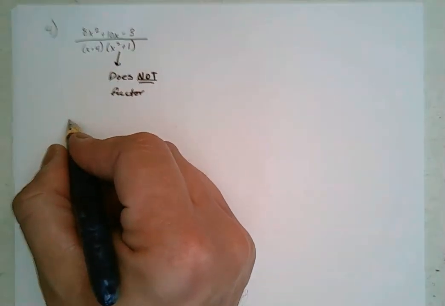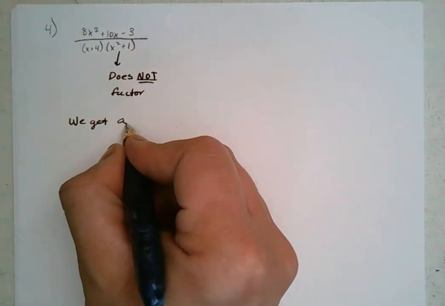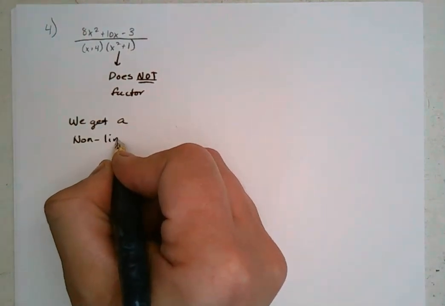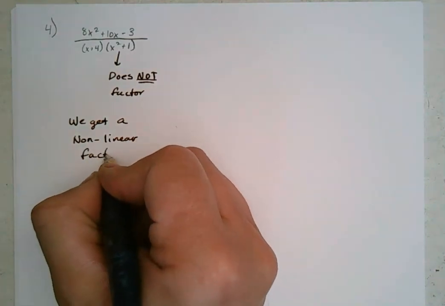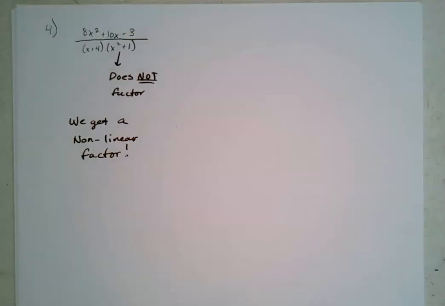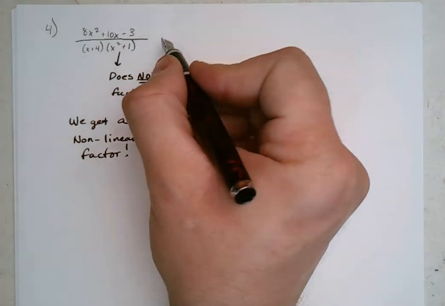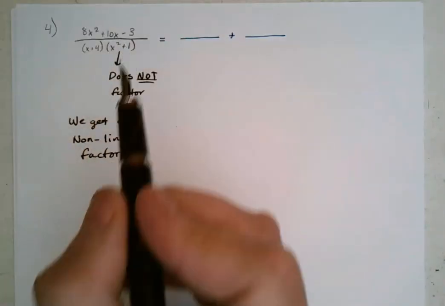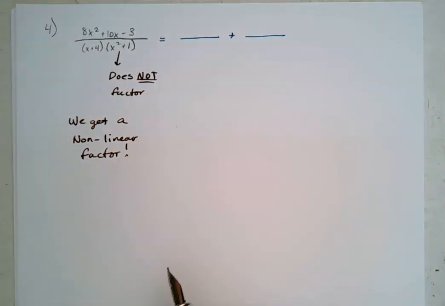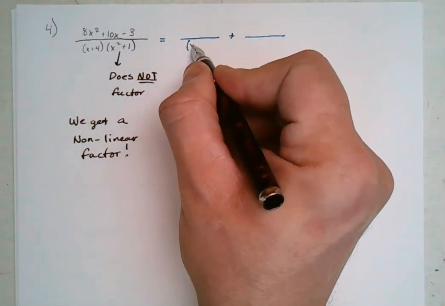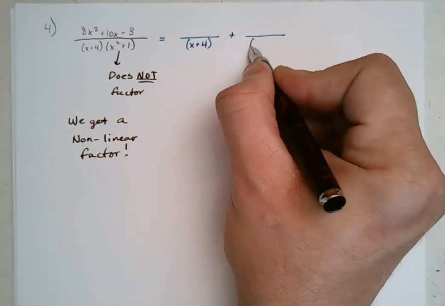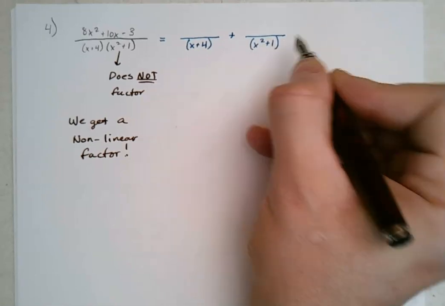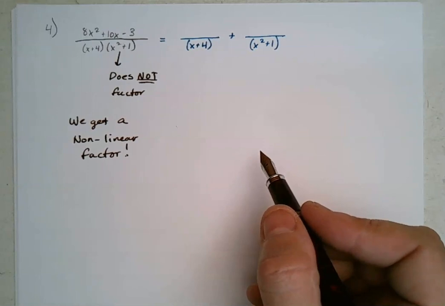Now, if this does not factor, we get something unique. This time we get a nonlinear factor. This is a very special situation. You get a nonlinear factor. And what I'm going to do is I'm going to show you how to handle this. So here goes. Just like before, we're going to say, well, we got two factors, so we should get two fractions. First fraction will have a denominator of x plus 4, and the second fraction will have a denominator of x squared plus 1.